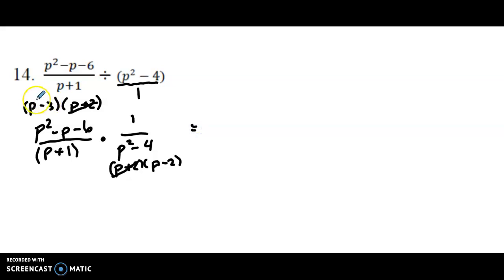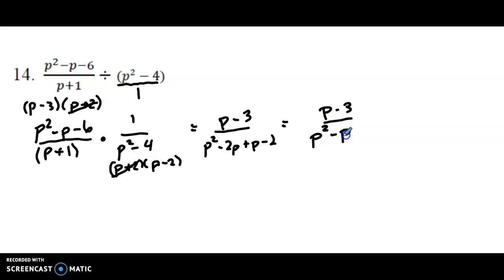So I'm going to multiply p minus 3 times 1. I'm going to want to distribute. So that's going to be p minus 3 over, and I have this binomial times this binomial, so I'm going to want to FOIL. P times p is p squared. P times negative 2 is negative 2p. 1 times p is p. And 1 times negative 2 is negative 2. Going to simplify that: p minus 3 over p squared minus p minus 2.